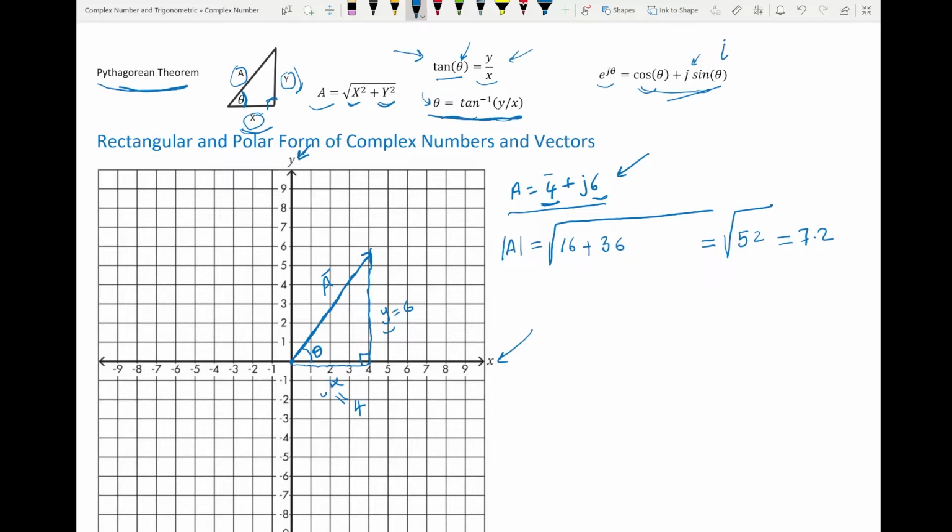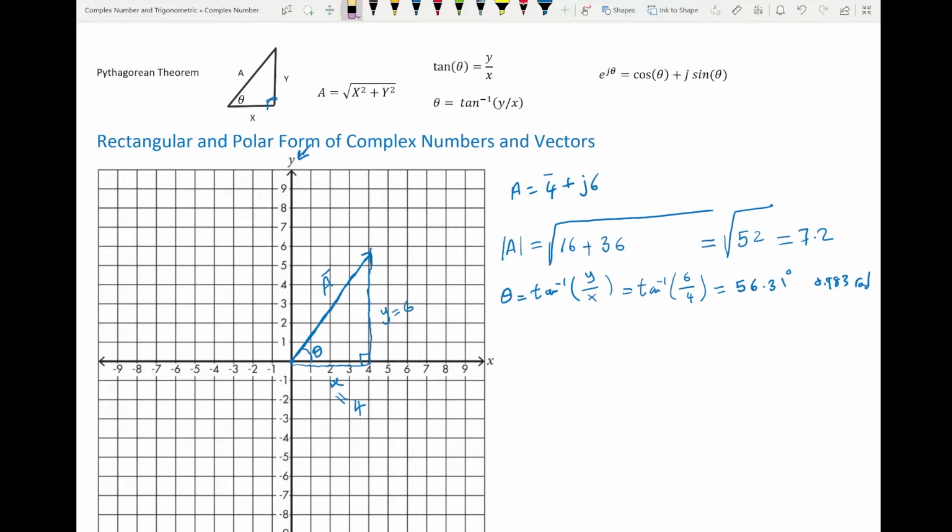So theta will be tan inverse of opposite over adjacent, which is y over x, or basically the imaginary part divided by the real part. So that would be tan inverse of 6 divided by 4. And if you use your calculator, you should get 56.31 degrees. If you express it in radians, then it will be 0.983 radians.